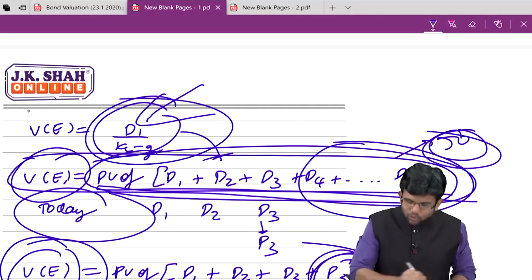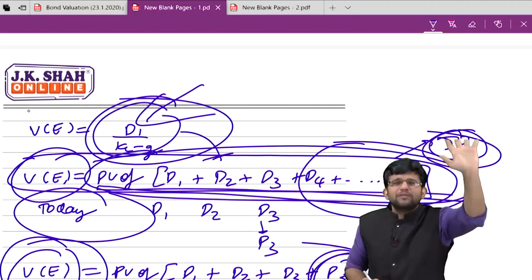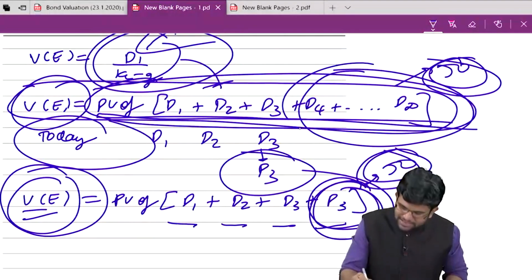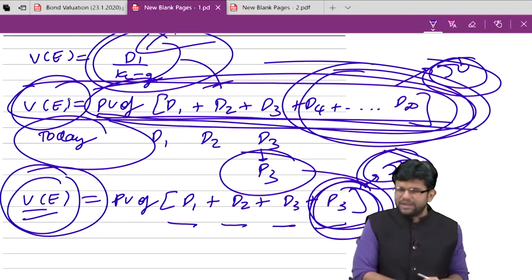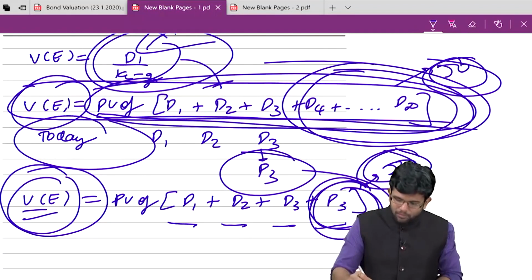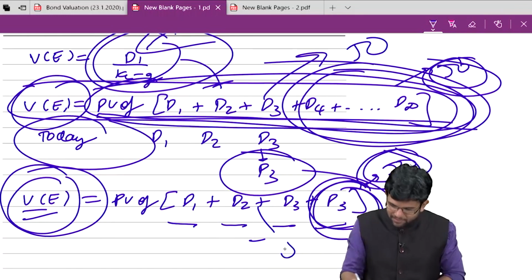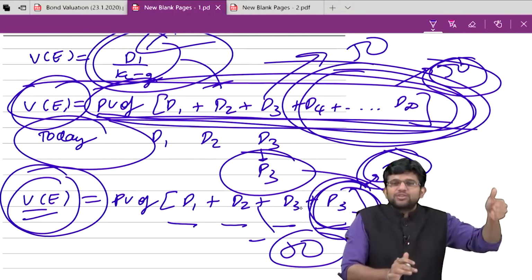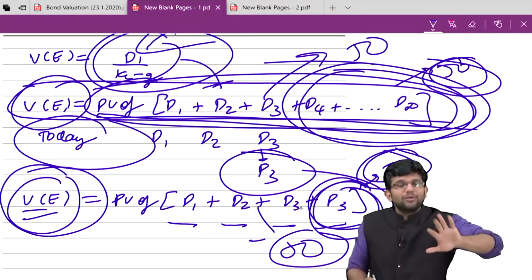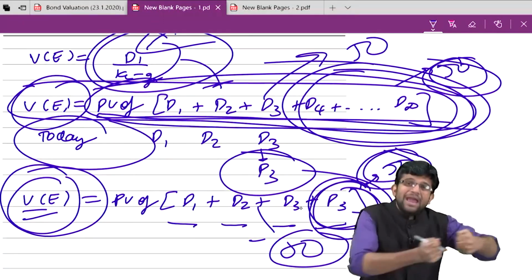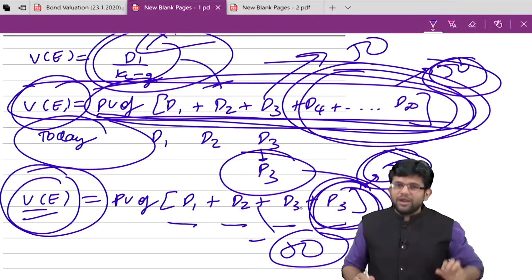Basically D1 to D eternity takes care of all the future prices also. Everybody clear? Yes, this P3 is expanded into D4 to D eternity. Everything is taken into picture, and that is why I hope you understood both these models will give you the same answer of valuation, 50 and 50. Yes. So students, with that I end this video of why selling price is not taken in Gordon's formula. It is not that it is not taken. It is there, however, in an expanded form of future dividends.